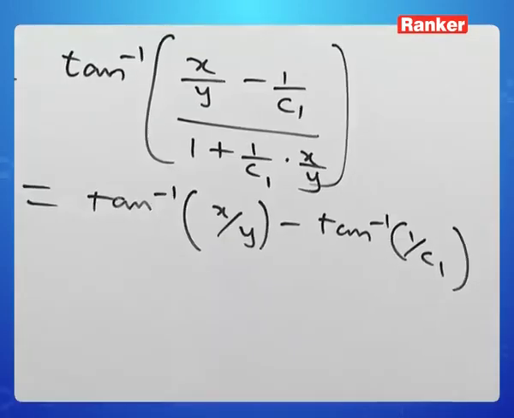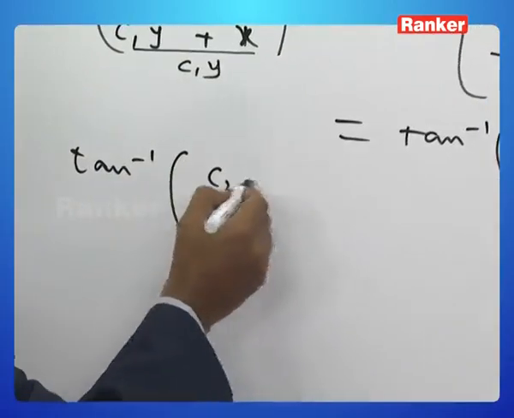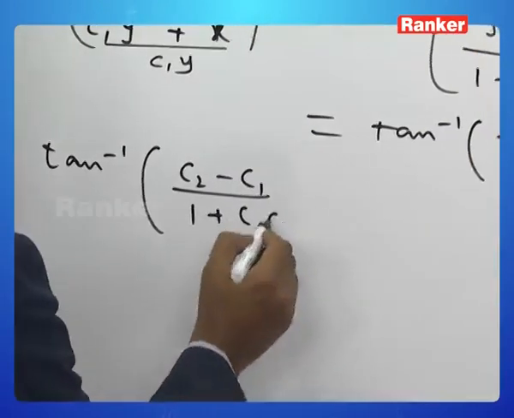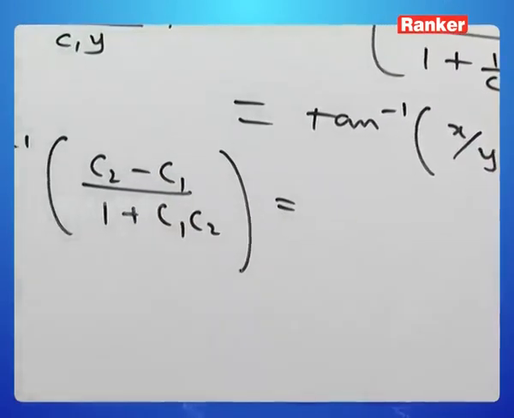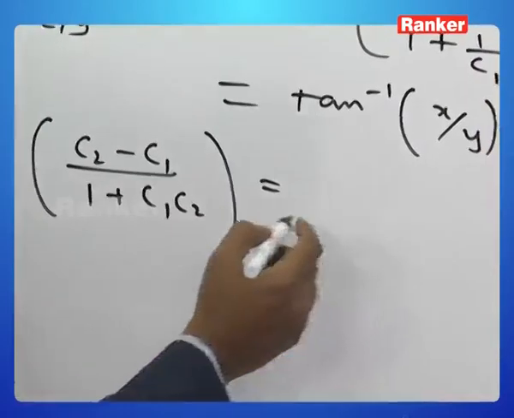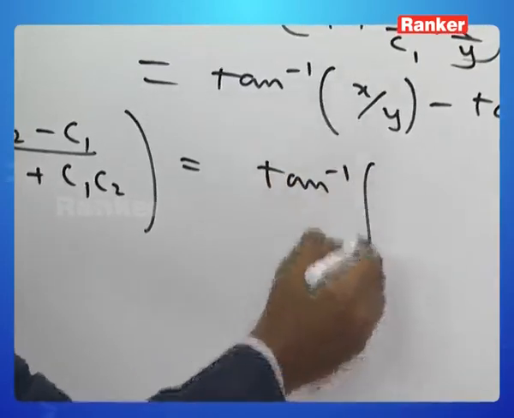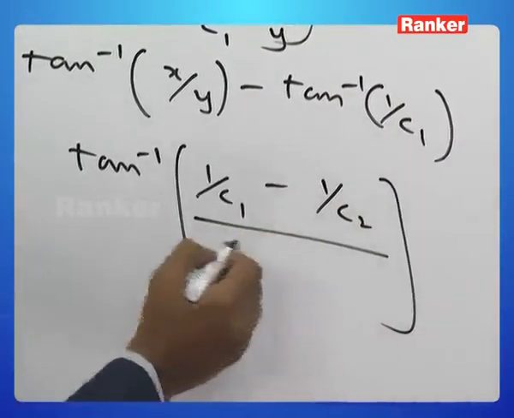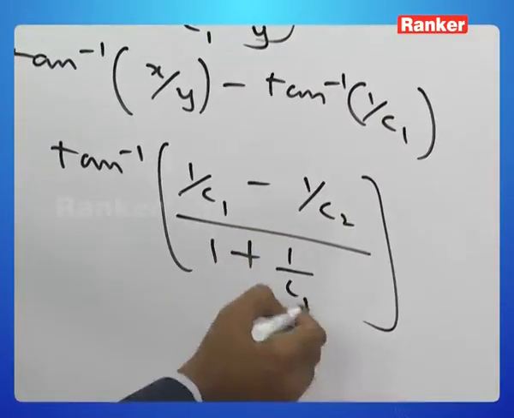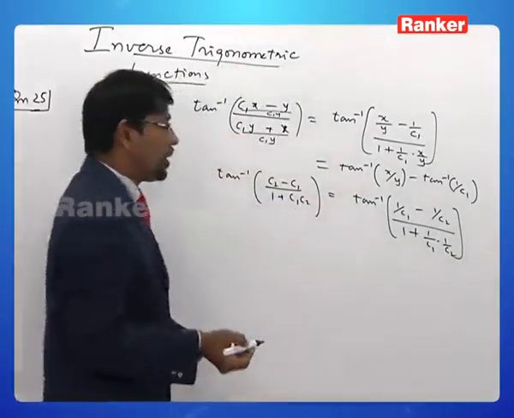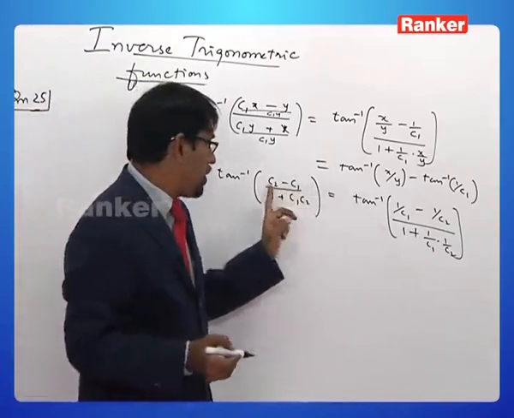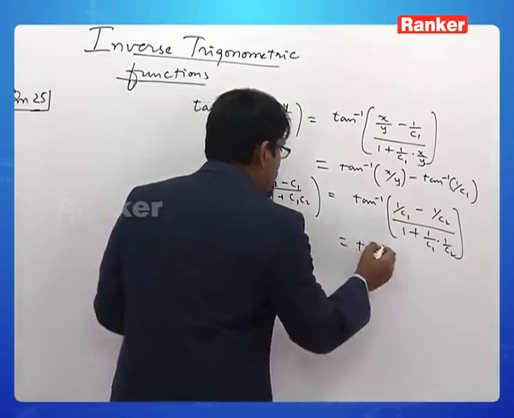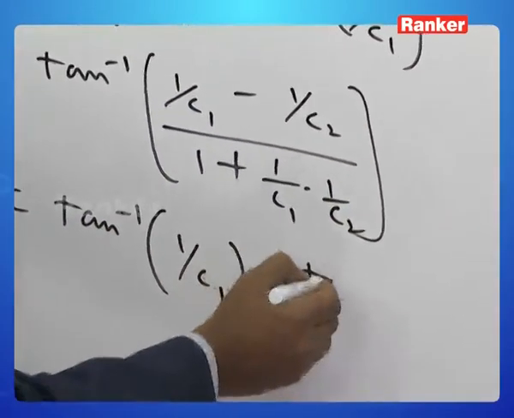So here, now we have tan inverse of (C2 minus C1) by (1 plus C1 C2). Again, what we'll do is divide by C1 C2 both the numerator and denominator. So then we'll get tan inverse of (1 by C1 minus 1 by C2) divided by (1 plus 1 by C1 into 1 by C2). So what did I do? I rewrote this term this way, divided both the numerator and denominator by C1 C2. That turns out to be tan inverse of 1 by C1 minus tan inverse of 1 by C2.